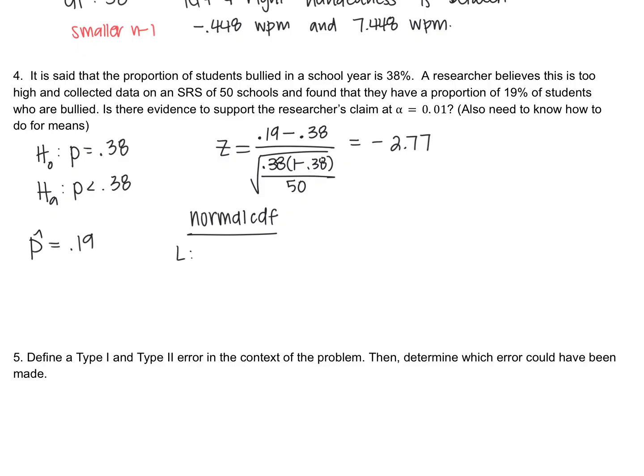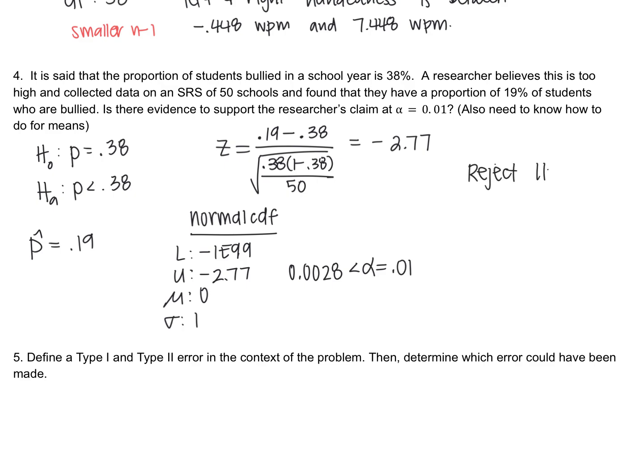So my lower bound is going to be negative 1E99. My upper bound is negative 2.77. Mean of 0 and 1 because this is now a z-score. And we get 0.0028, which we now compare to our alpha. And this is less than our alpha of 0.01. And anytime your p-value is less than your alpha, you reject your null hypothesis.